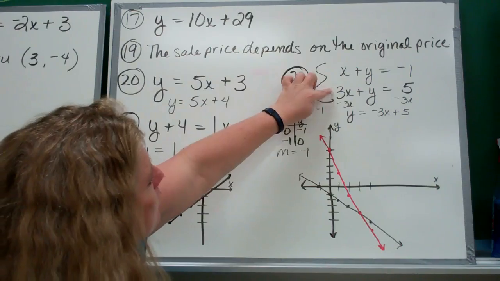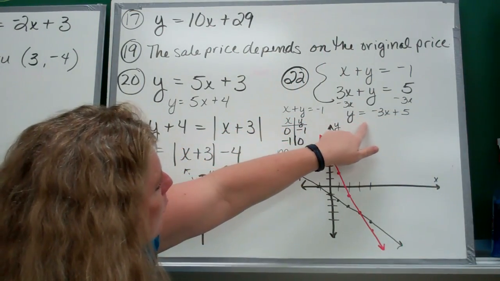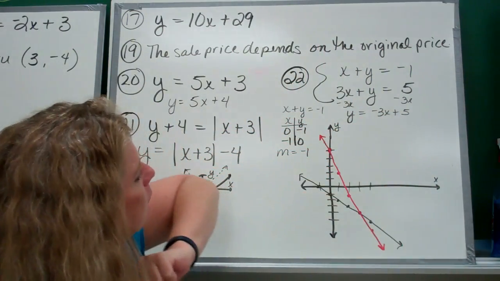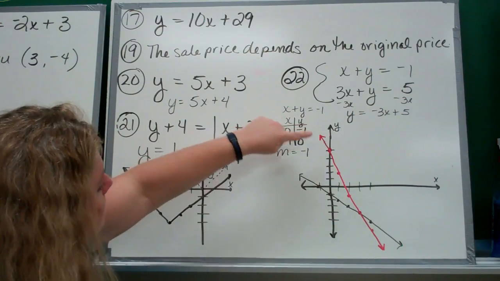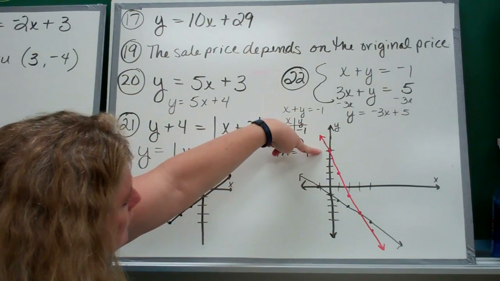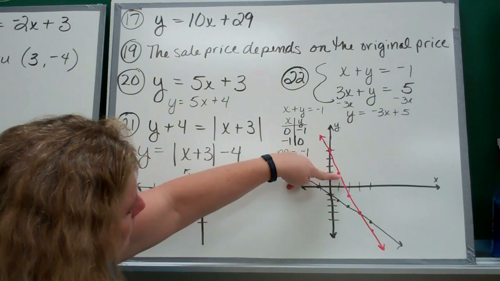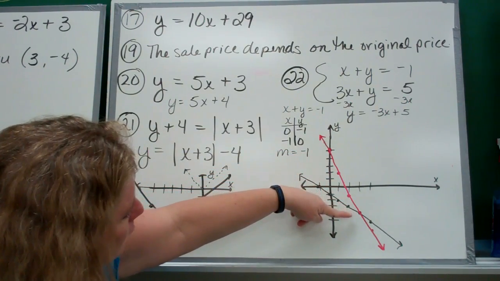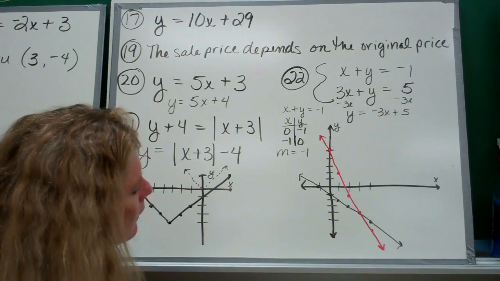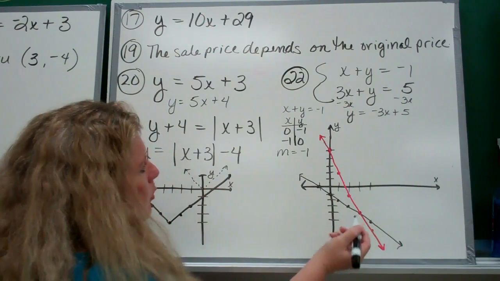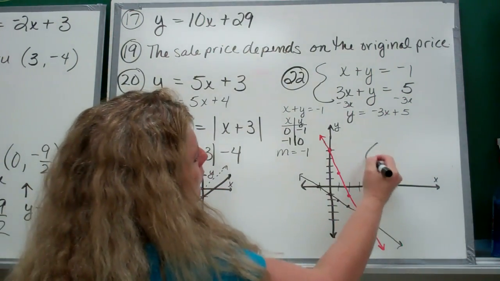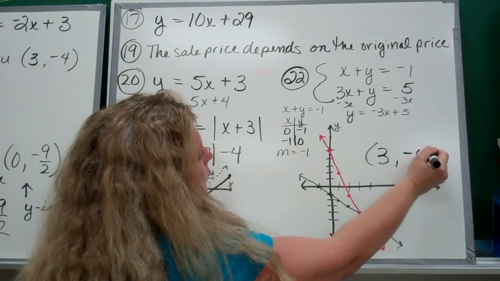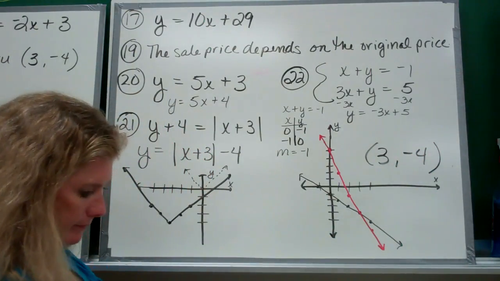The next one, move over the 3x. We got y equals negative 3x plus 5. Slope-intercept form. Plot the y-intercept. Down 3 over 1, down 3 over 1, down 3 over 1. And we'll see that the point of intersection is at the point (3, negative 4). That is the solution.